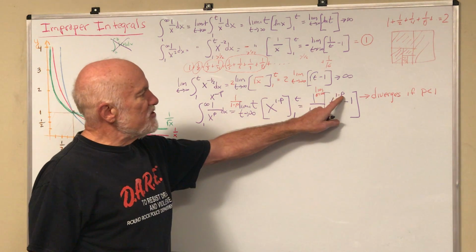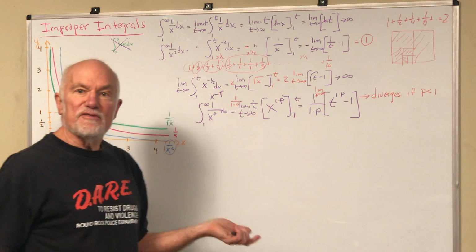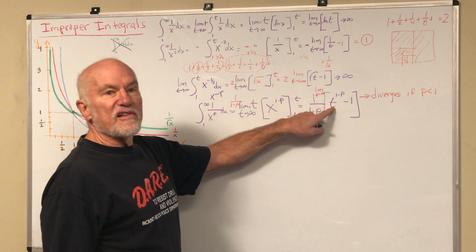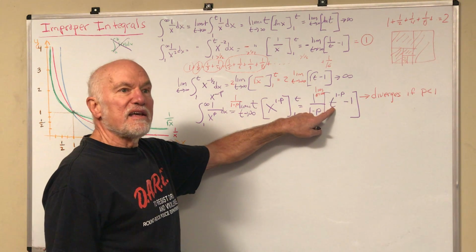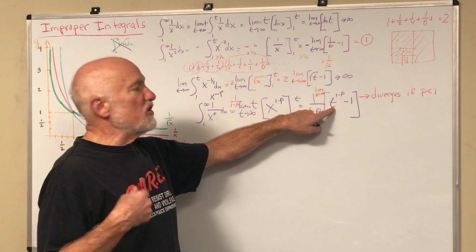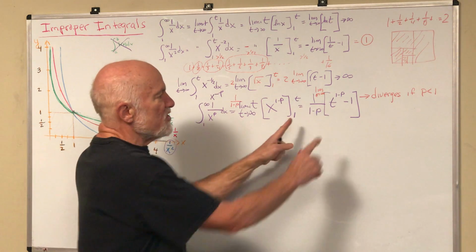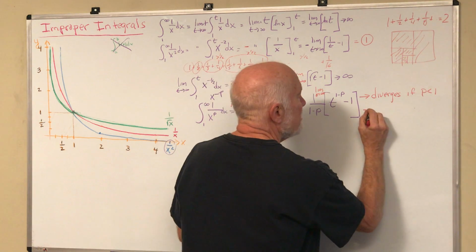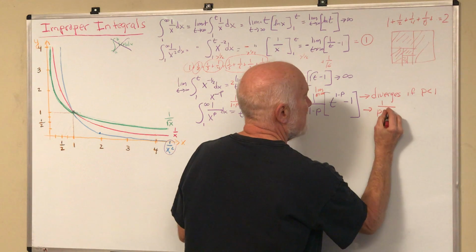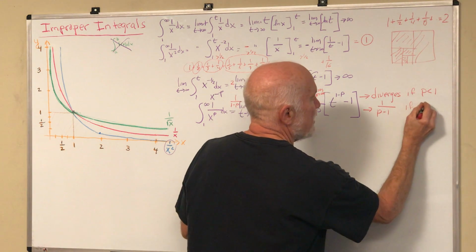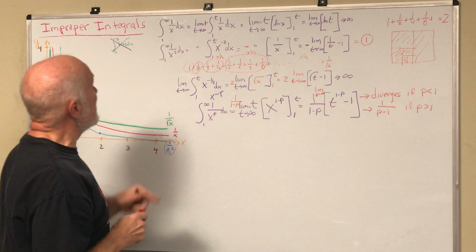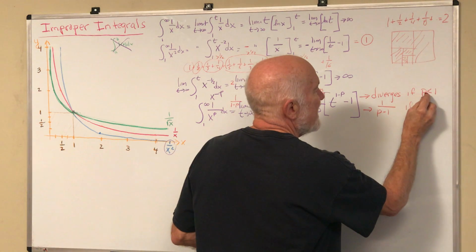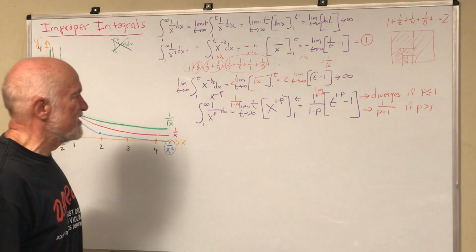Now, if p is greater than 1, that's going to be a negative power, which means if you take something that gets infinitely large to a negative power, it's 1 over that huge number. So it's going to go to 0. So if it goes to 0, you're going to get 0 minus 1 times 1 over 1 minus p, or 1 over p minus 1, if p is greater than 1. And we've already done the case when p equals 1, and we know that it diverges. So I can add that. And now I've taken care of all the cases.